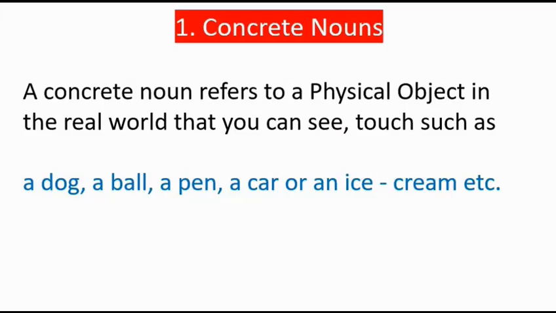In types of nouns, the first one is the concrete noun. Concrete noun means simply where you will find a real physical existence. Physical things that you can see, touch, this kind of thing we can say is a concrete noun. A concrete noun refers to a physical object in the real world that you can see and touch, such as a dog, a ball, a pen, a car, or an ice cream. All these things you can see, you can touch, right? So this kind of thing we say is a concrete noun.